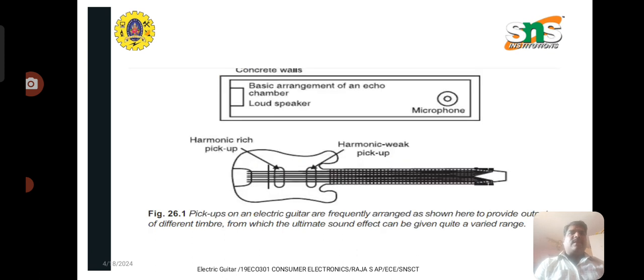This is the picture of how an electric guitar looks. The left hand side is the harmonic-rich pickup side, and the right hand side is the harmonic-weak pickup side. Based on this tone, we can vary the sound from high bass to low bass.